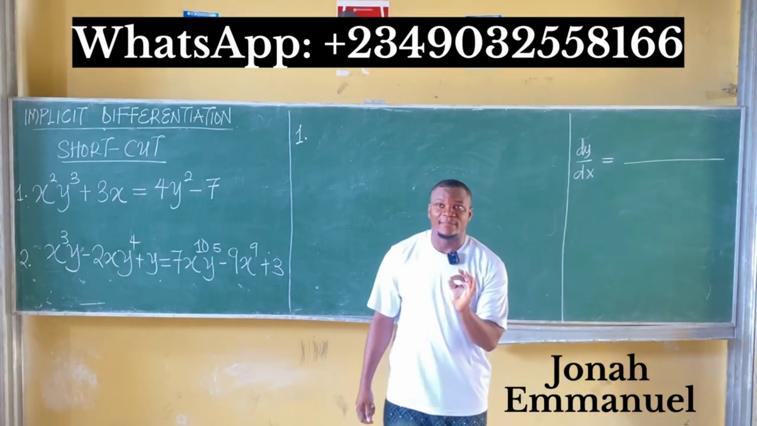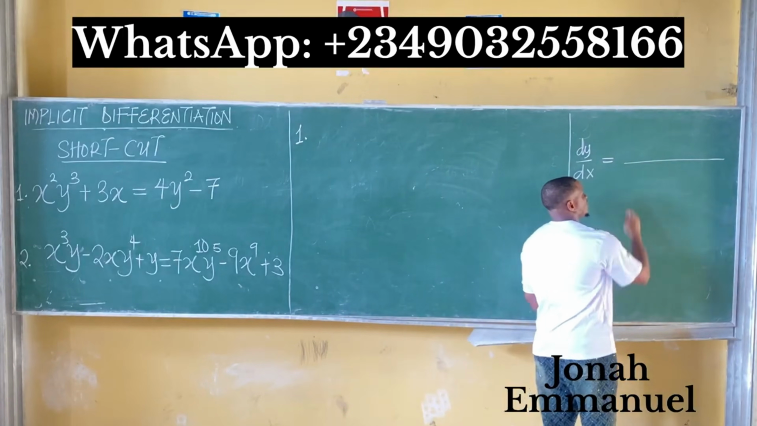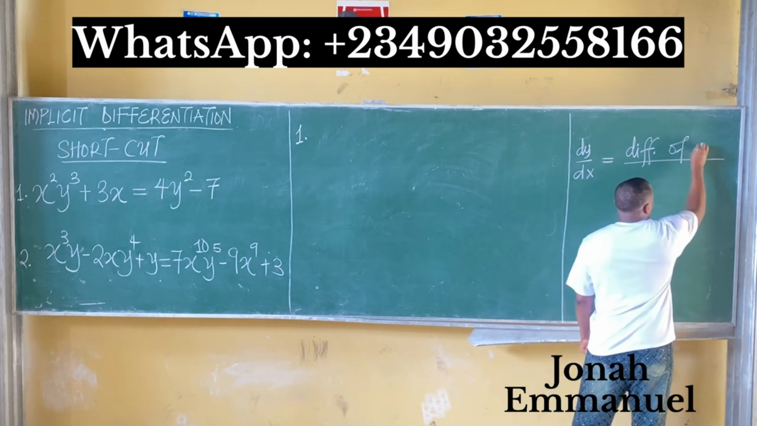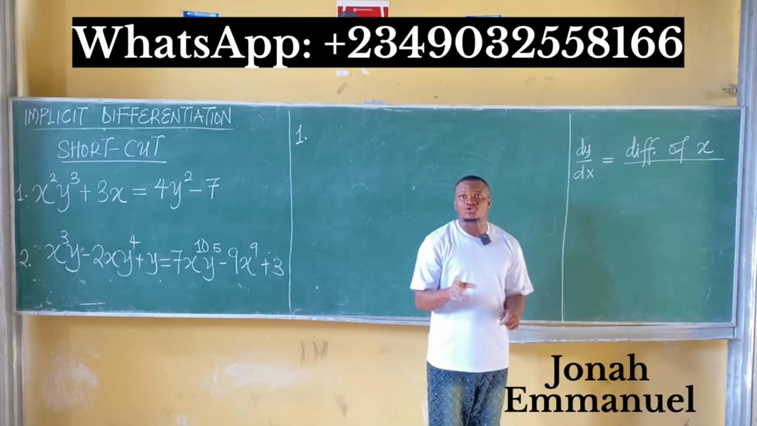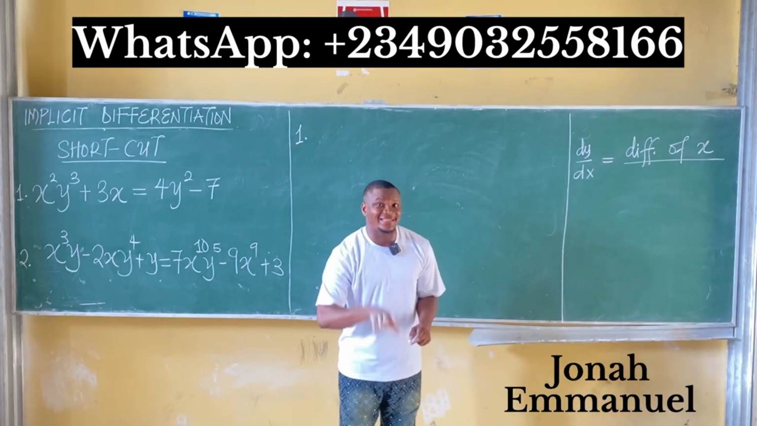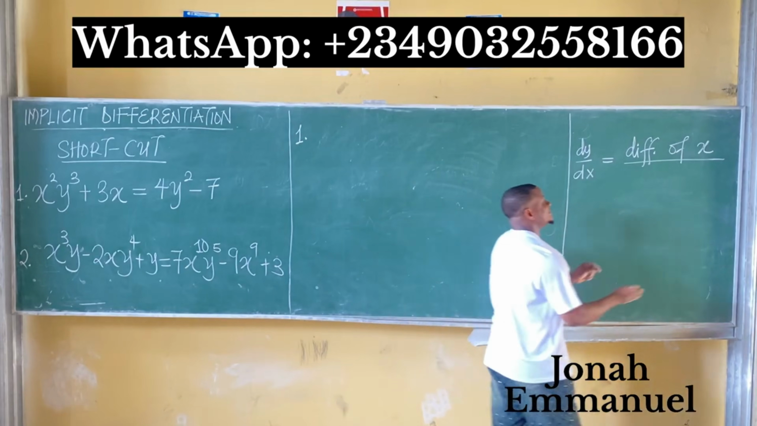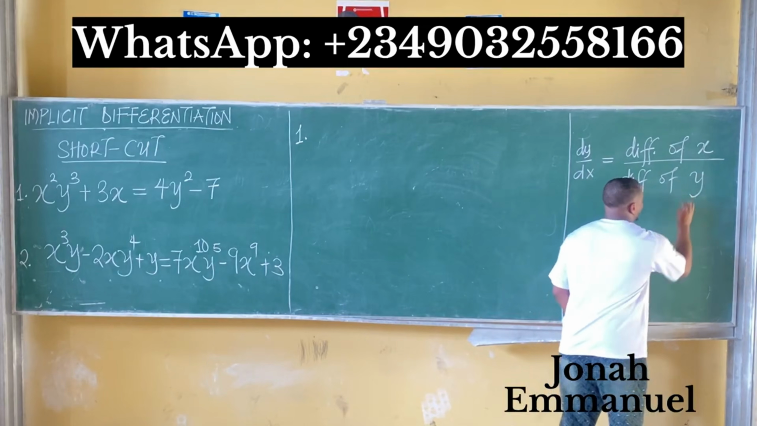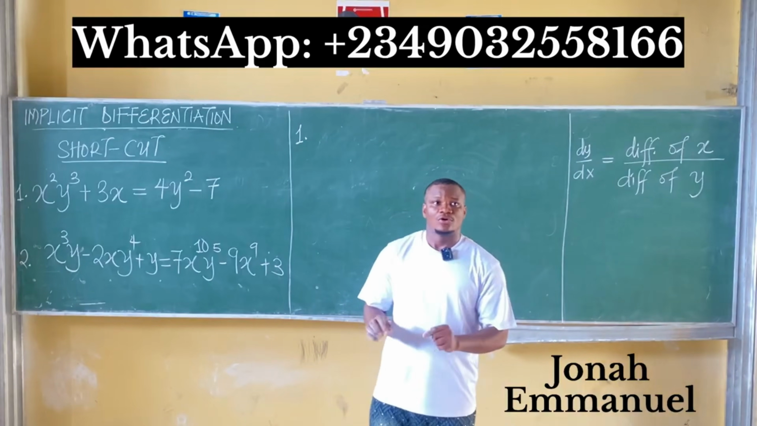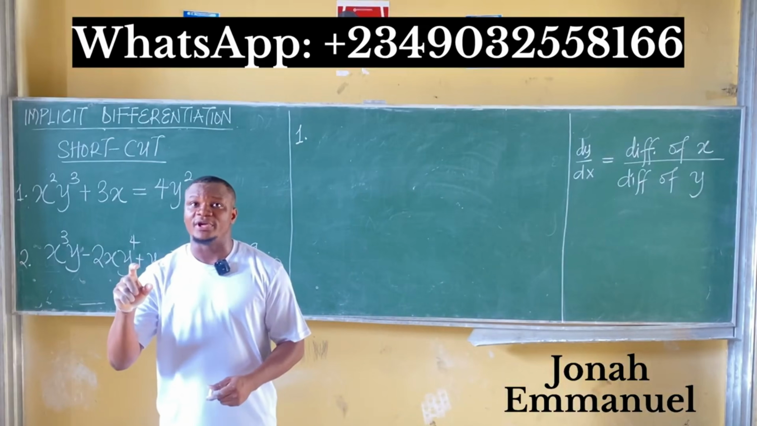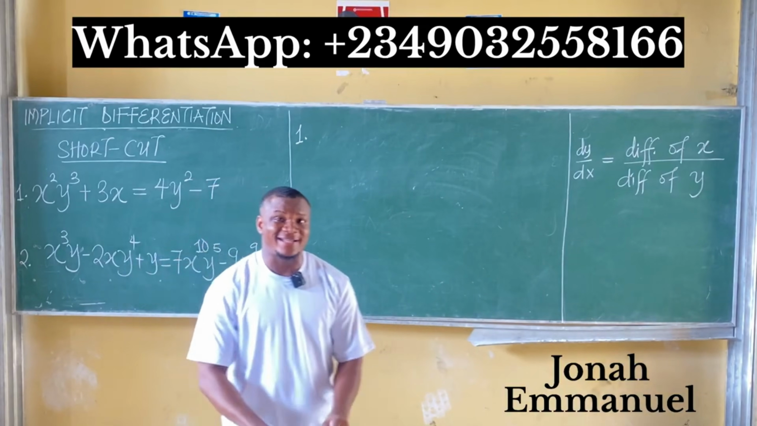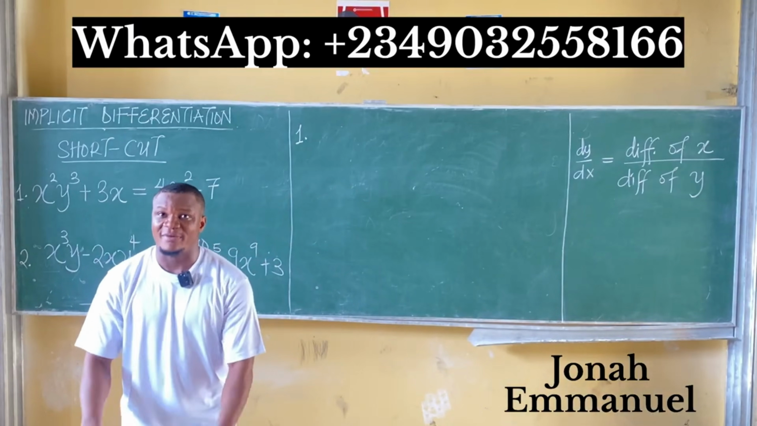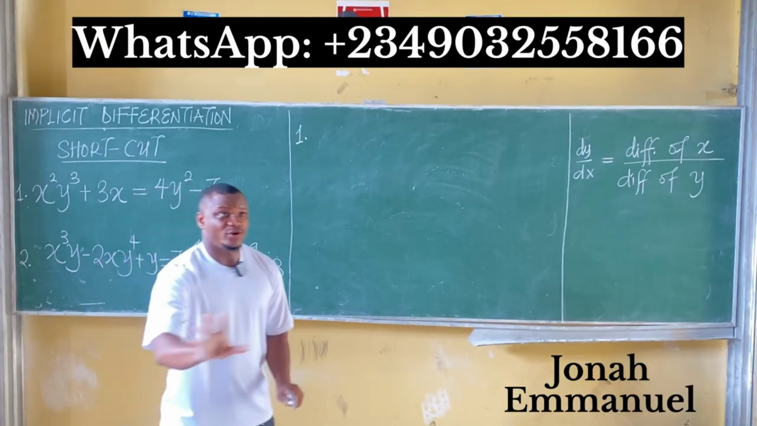Now, here's the thing. Your numerator will be equal to the differentiation of the x term. Your denominator will be equal to the differentiation of the y term. That's just simple logic. So your numerator would be differentiation of my x terms, and your denominator would be differentiation of my y terms. Now hang on, we're not done.